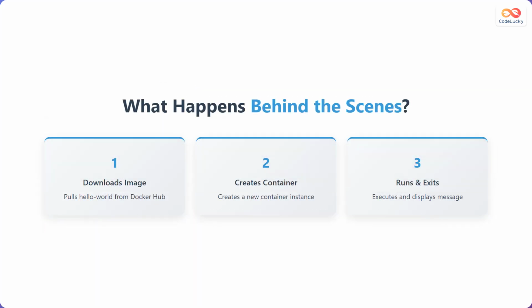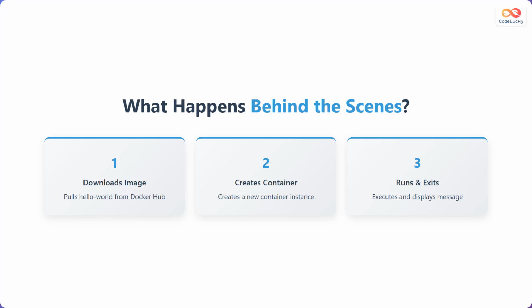So, what exactly happens when you execute the docker run command? Let's break it down into 3 key steps. First, Docker downloads the Hello World image. If the image isn't already available on your local machine, Docker will pull it from Docker Hub, which is a public registry for Docker images.